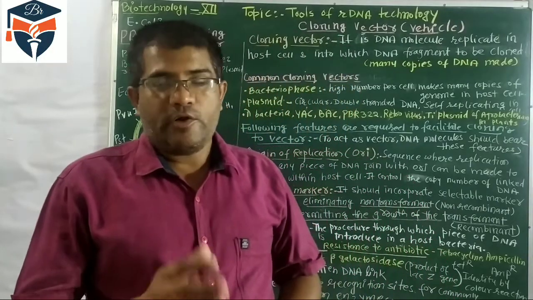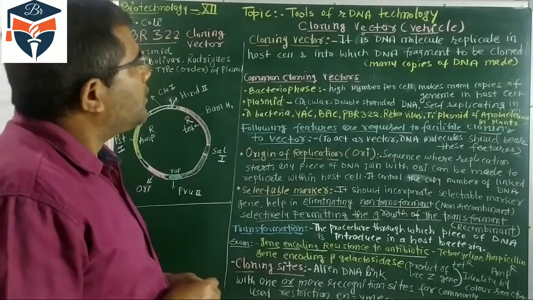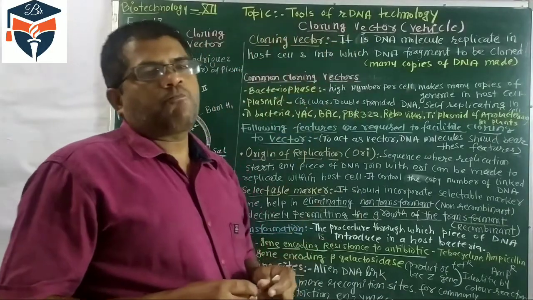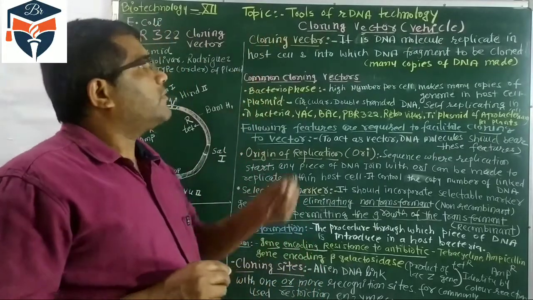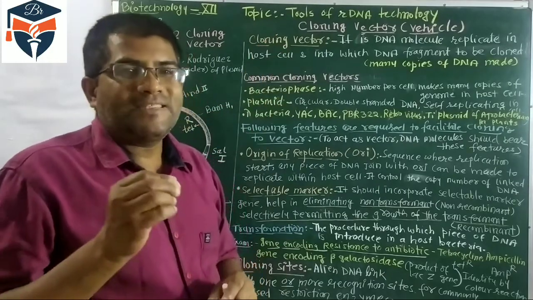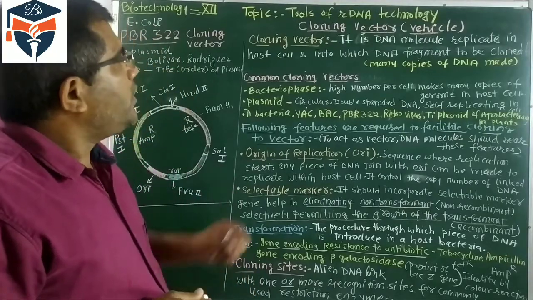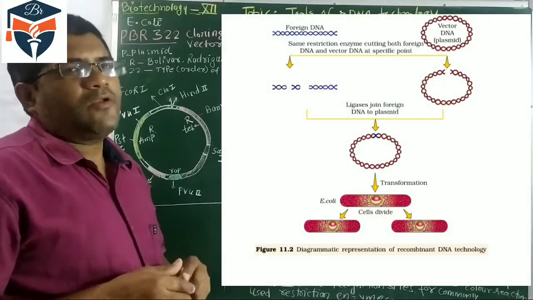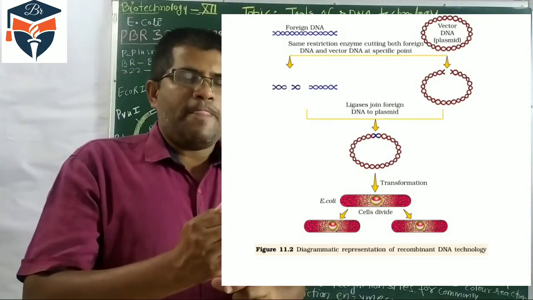Today we are discussing class 12th unit biotechnology and our topic is tools of recombinant DNA technology and cloning vectors. Already in the first video we have discussed the tools of recombinant DNA technology, and it was enzymes. Now the second tool for recombinant DNA technology is the cloning vector or vehicle. So students, what is a cloning vector and why is it called the vehicle?